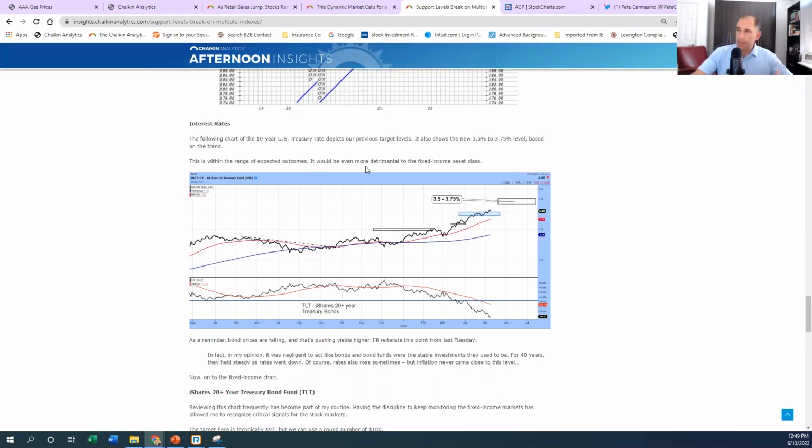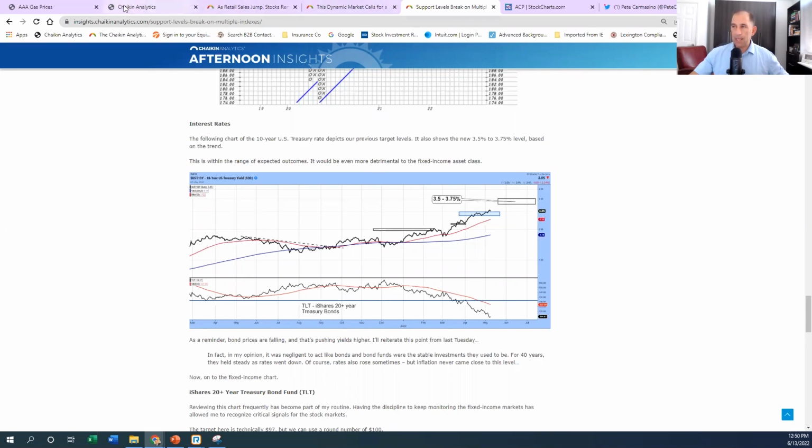And so we were talking about the range here. Obviously, it's going to be more detrimental to fixed income assets, but don't forget, it also affects technology. Technology is a long-dated asset. When rates rise, it discounts their future earnings, and so on and so forth. And so that's where a lot of this is coming from.